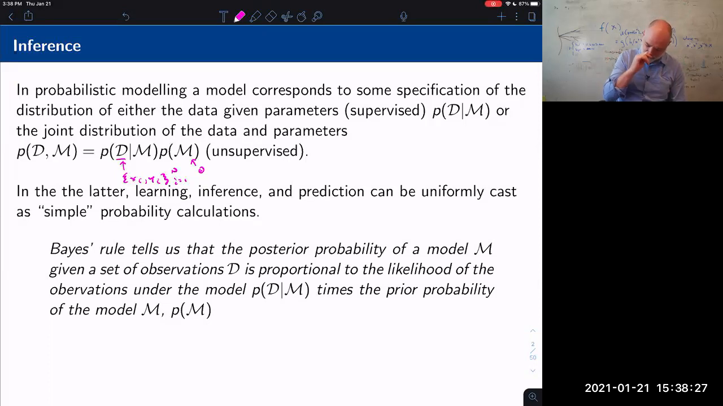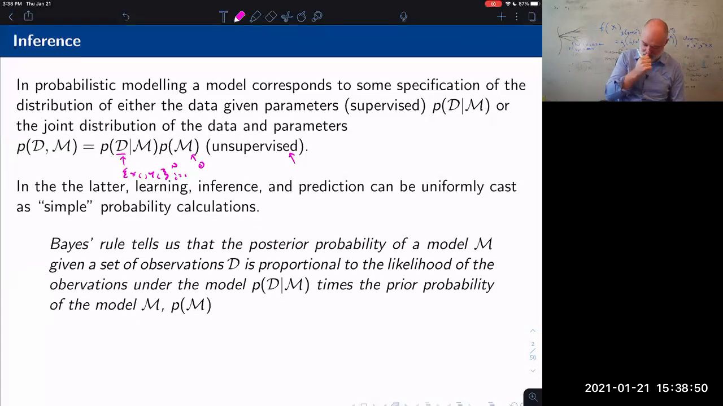Okay. But in particular, when we think about this particular form, learning, inference, and prediction can uniformly be cast as "simple" probability calculations. We know Bayes' rule tells us the probability of a model given a set of observations is proportional to the likelihood of the observations under the model, that is P of D given M, times the prior probability of the model, which is P of M.